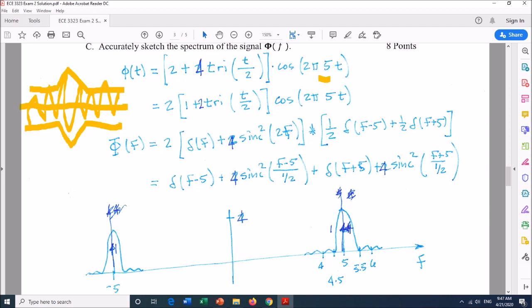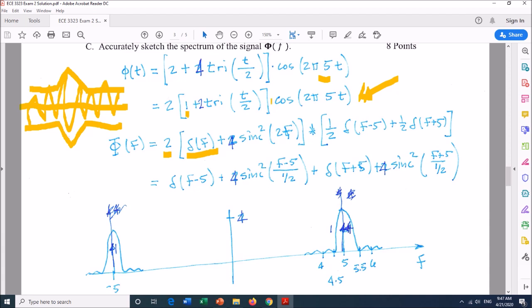Let's see, then I factored out a 2 from the first part, and now I want to find the Fourier transform of this equation. So 2 is an amplitude multiplier. I have 1 plus 2 triangle t over 2. The Fourier transform of 1 is delta f. And then for the triangle, applying the time scaling theorem, we get a 4 sinc squared of 2f.